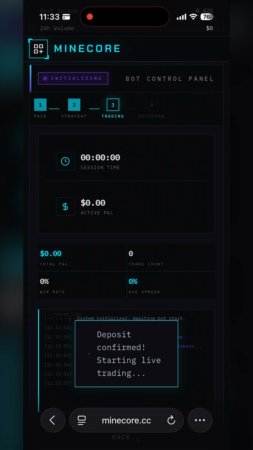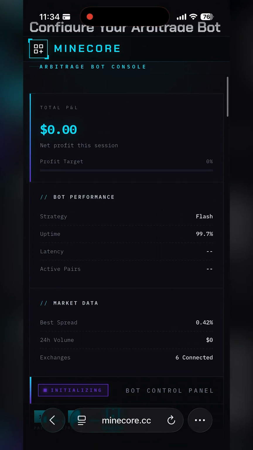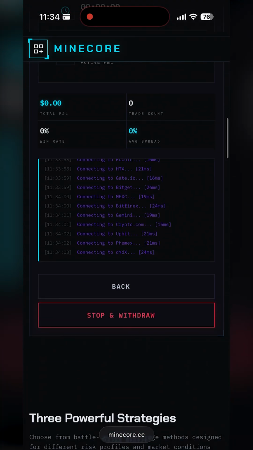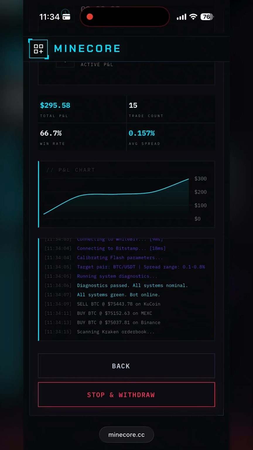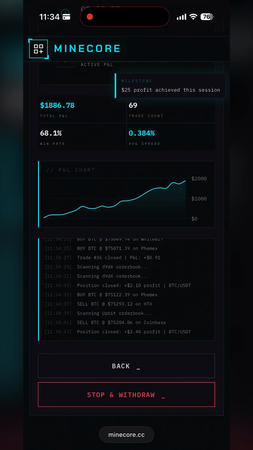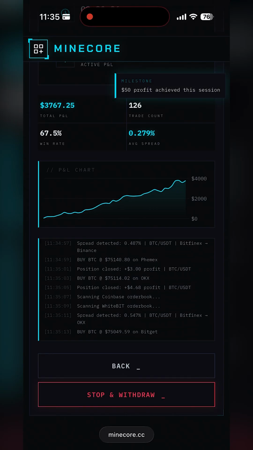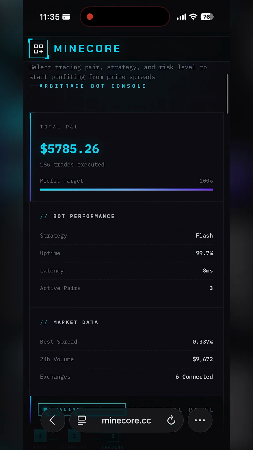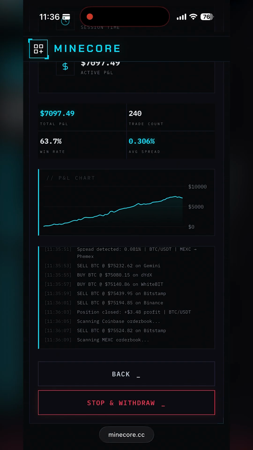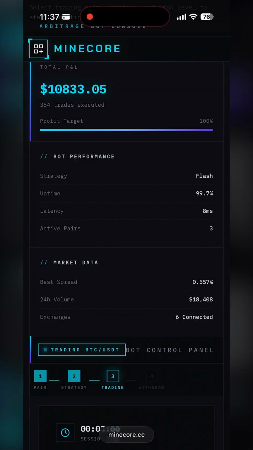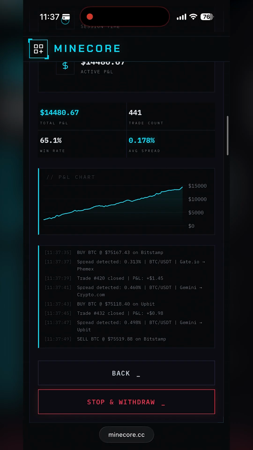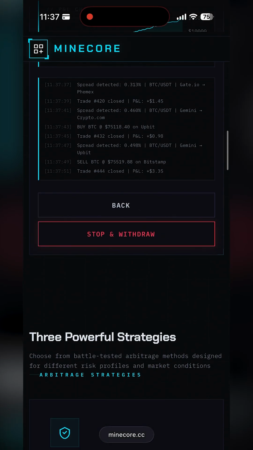Dashboard is loaded, trade count building, win rate tracking, average spread showing, chart mapping the session as it progresses, and the layout manages to stay readable despite how much is actually running underneath it. Now we just step back and let the system do what it's built to do. Okay, so we've given it time to run. Going in now and pressing stop.